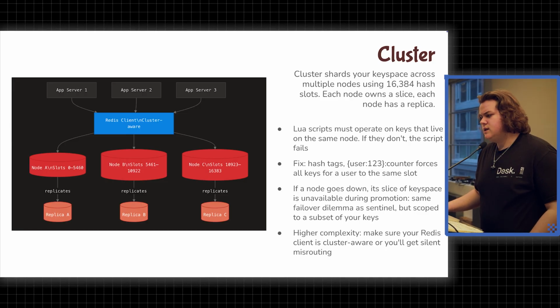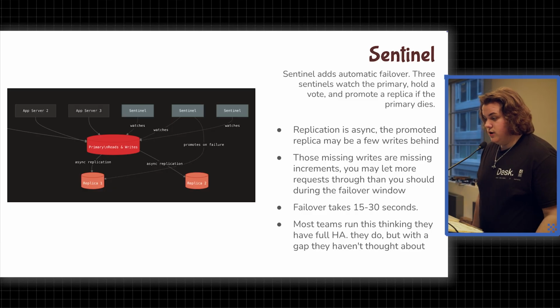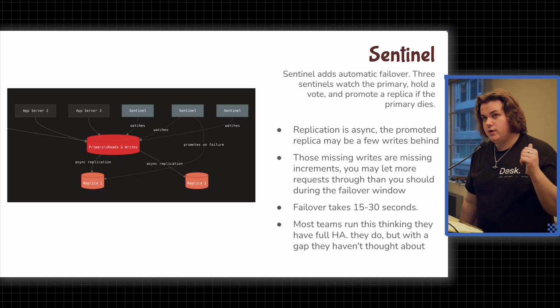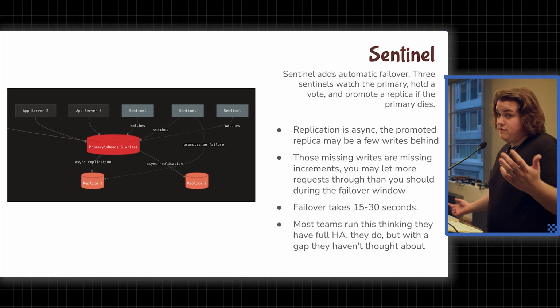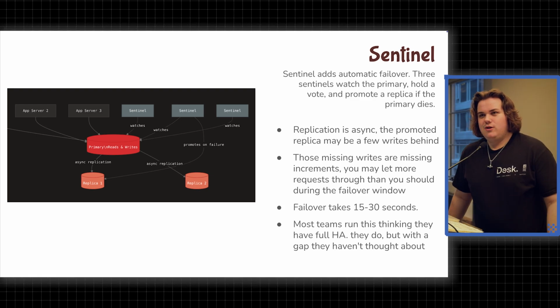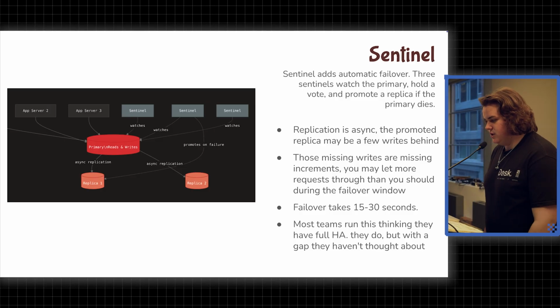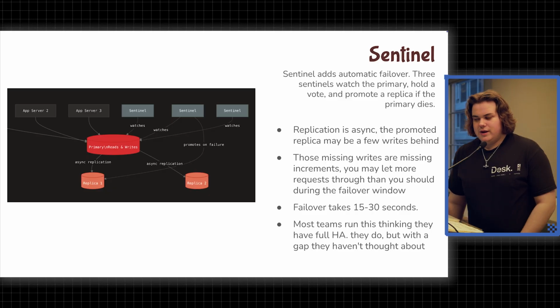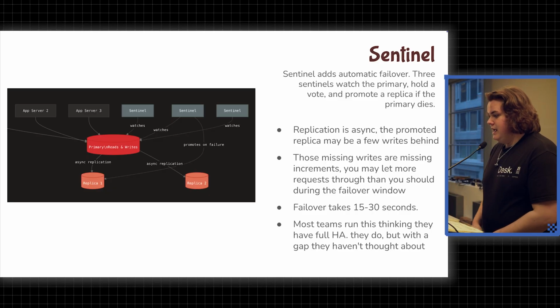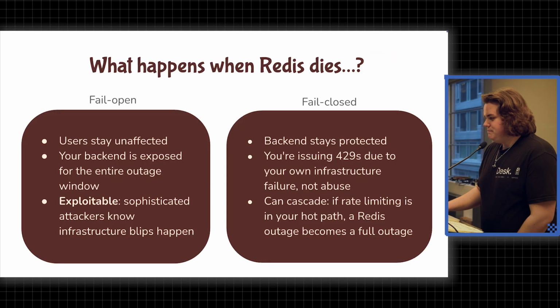Another alternative to this is Sentinel. Sentinel is an automatic failover. Several Sentinels will watch your reads and writes. There will be replicas, and when your Redis inevitably goes down at some point, it will promote a replica based on a consensus vote from the Sentinels. This also takes 15 to 30 seconds, and during that time, your Redis can be inaccessible, and you might lose a few of the reads and writes that you would have gotten during that time frame.